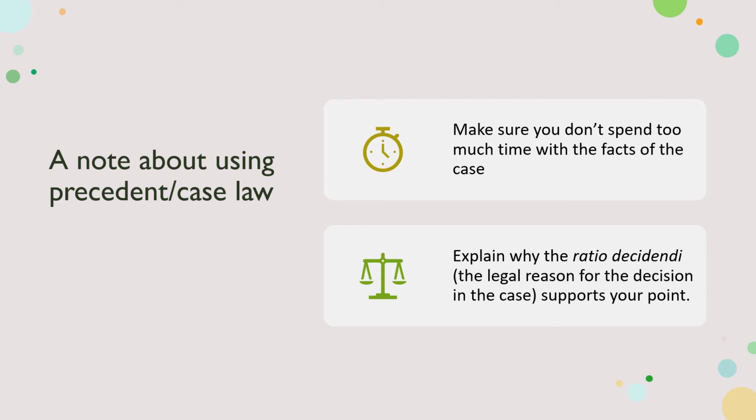The important thing about cases is to explain why the ratio decidendi is being used, or what that is, so the legal reason for the decision and how it supports your point. A third point, which I've not put on there, is don't put your case in brackets at the end of a sentence, because of course if you know that case supports your point, why not tell us why? Why not tell the examiner or your teacher why?